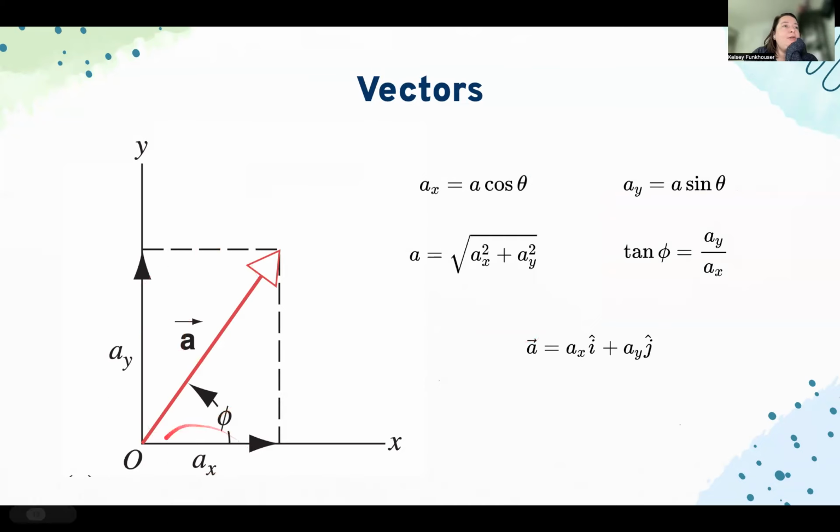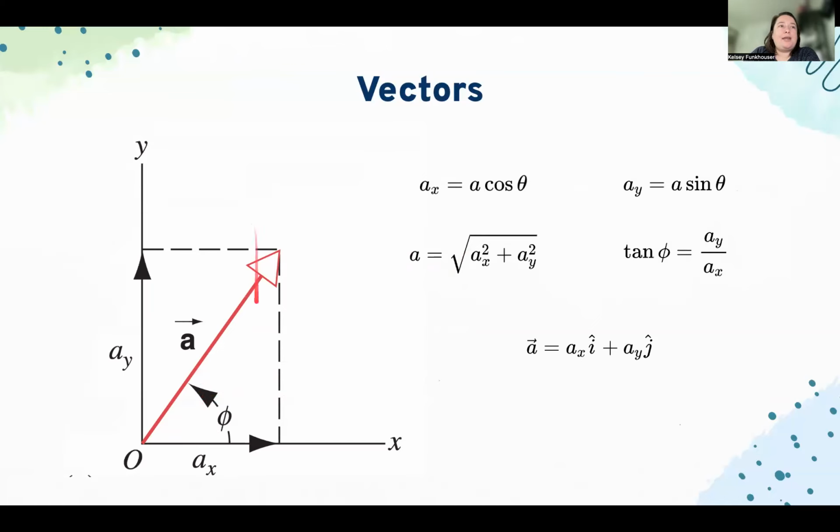Here is a diagram. We have a vector A at an angle phi from the positive x-axis here. We can break this vector into its x and y components using trig. The x component is adjacent to this angle, so that's going to be cosine. So that's what this term is. A sub x equals A times cosine of, oh, I'm sorry, that should be phi. It's listed as theta, but it should be phi for this example.